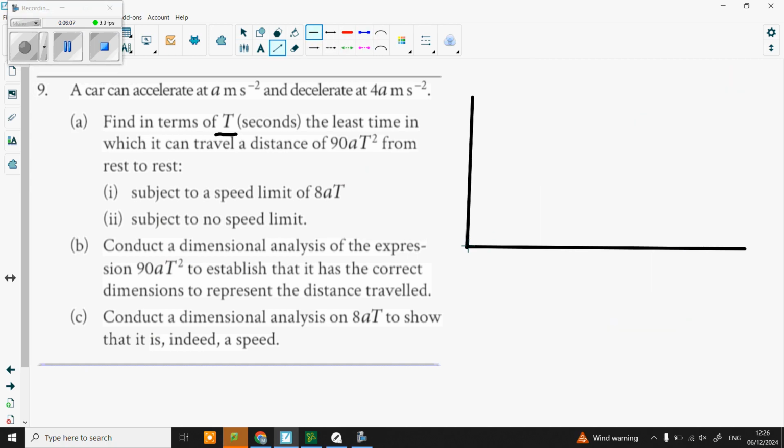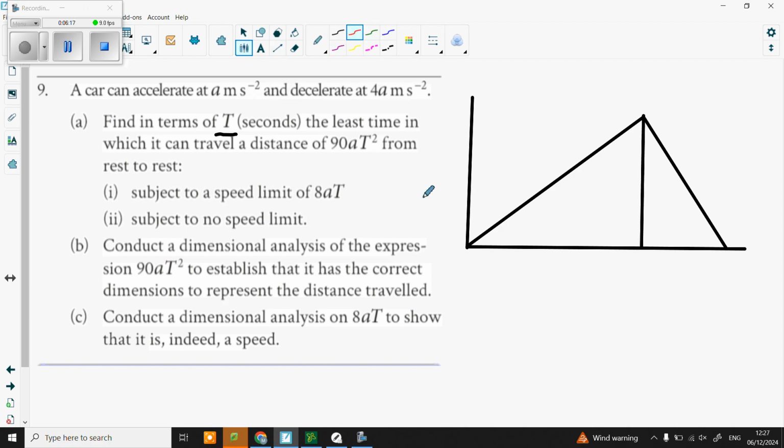Now, here we go, guys. Acceleration, a lot shallower. Deceleration, much more aggressive. Agreed? Do we know the top speed? No, because we're not subject to the speed limit. So therefore, this is height v. You cool with that? Do we know the area of the two triangles combined? What's the 90t squared? You cool with that?